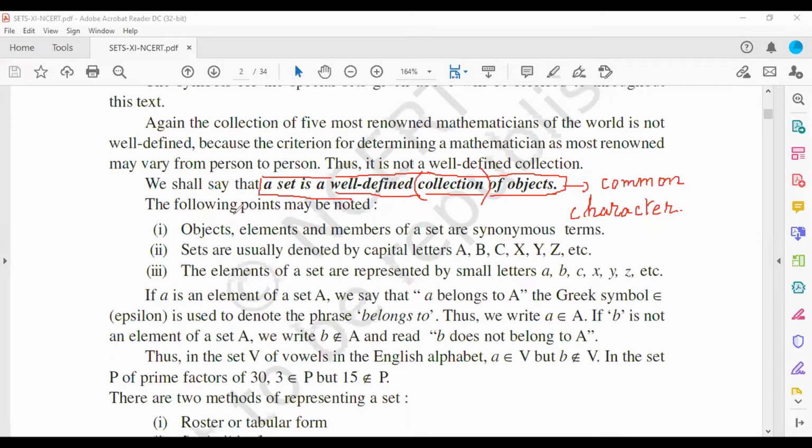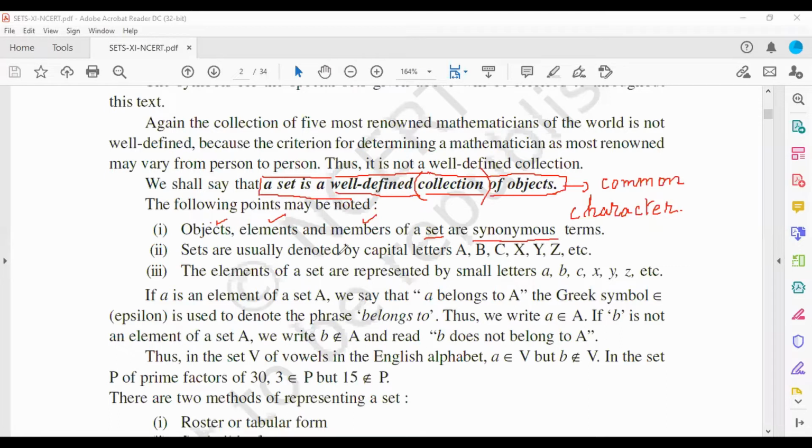So the following points they have mentioned: objects, elements, members are synonymous terms. Object, element, member of a set, so they can be interchangeably used. Object in a set, element of a set, member of a set, they are all synonymous.